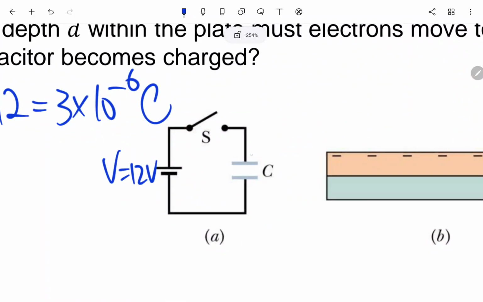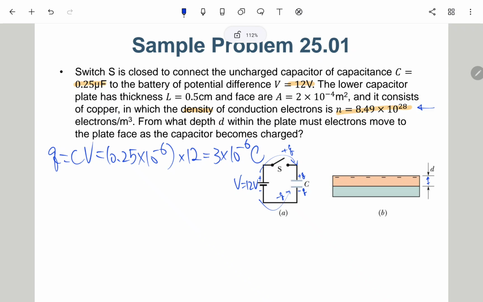But we will have plus Q on the top plate and negative Q on the bottom plate, because this is the positive side, this is the negative side. So positive charge will go to the top plate, negative charge will go to the bottom plate. So this is the charge amount.